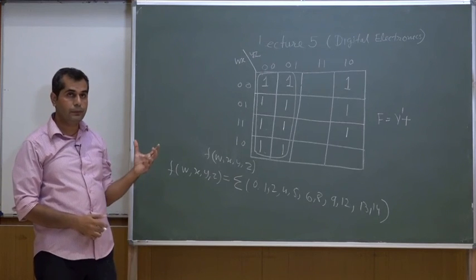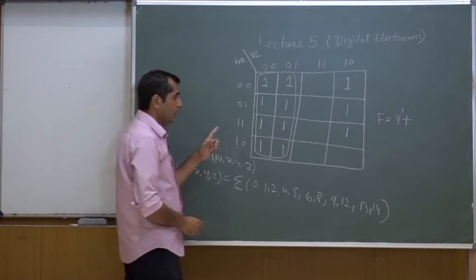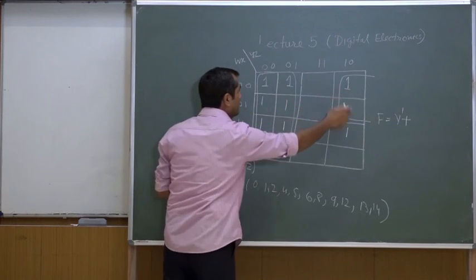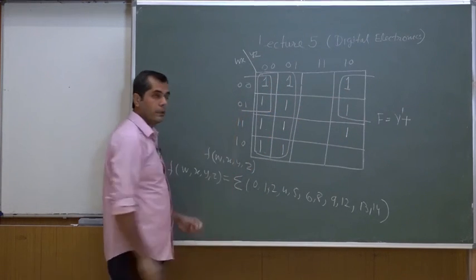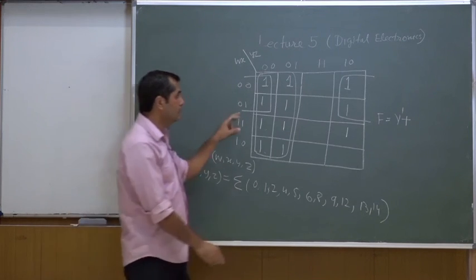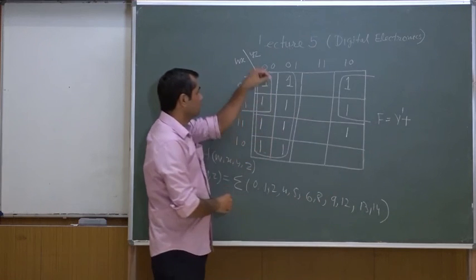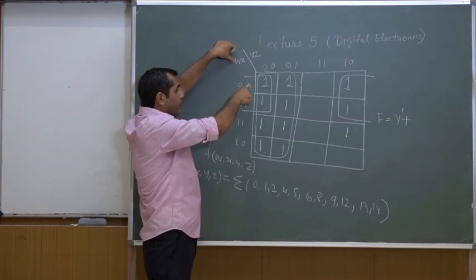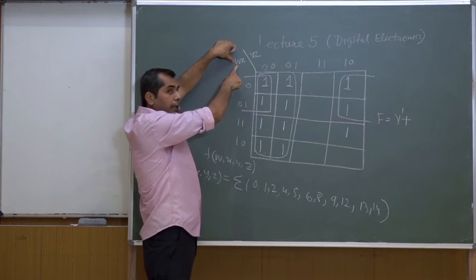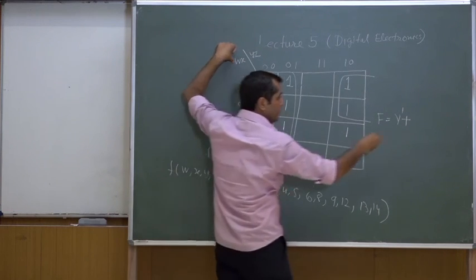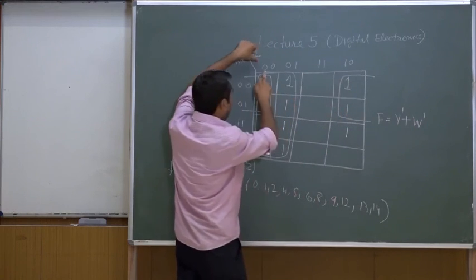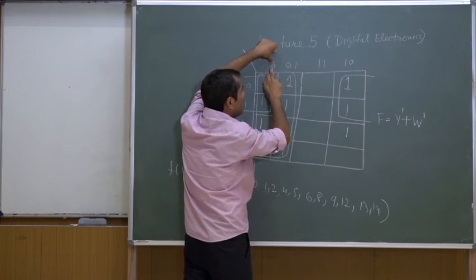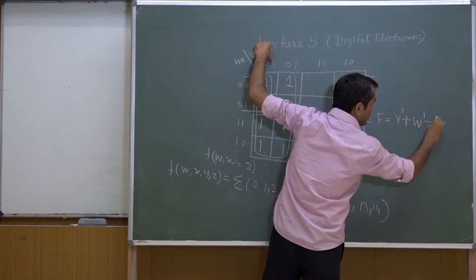And then what should I do? 4 1s. I can make a group of 4 1s. The first group will be like this, these 2 1s and another 2 1s from here. And what should I write here in place of these 4 1s? Here you see that x is varying from 0 to 1. So, I will have to leave x. We are left with w only. In fact, it is w bar. So, it is w bar and then z bar. Because in this column it is z equal to 0. So, it is w bar, z bar.